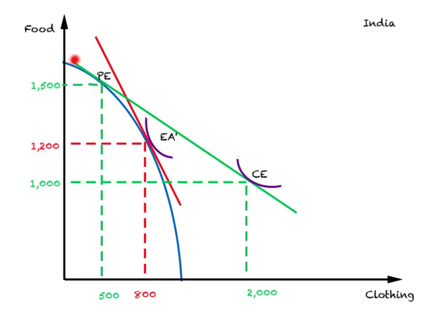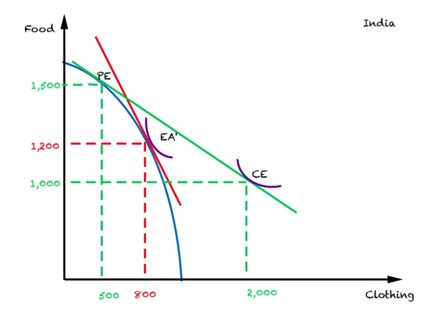Now, once again, look at this green solid line, which is tangent to the community indifference curve at this point. This point represents consumption equilibrium for India under free trade. You take this point to the horizontal axis, and how many units of clothing will be consumed in India? It will be 2000 units. You take this point to the vertical axis, how many units of food will be consumed in India? It will be 1000 units.